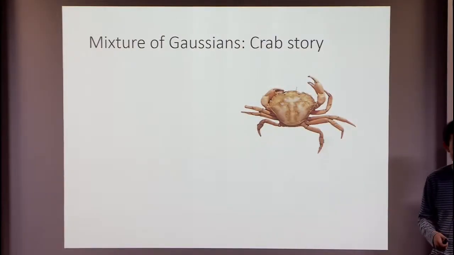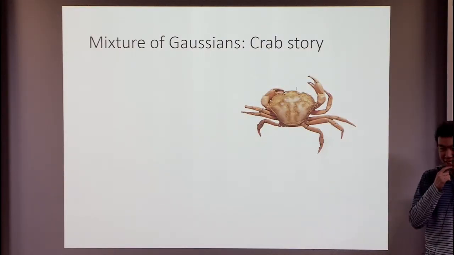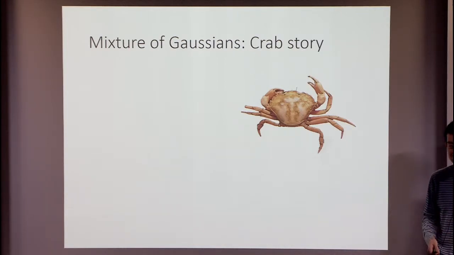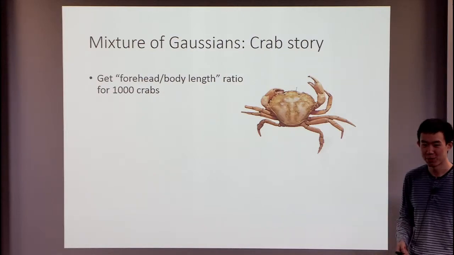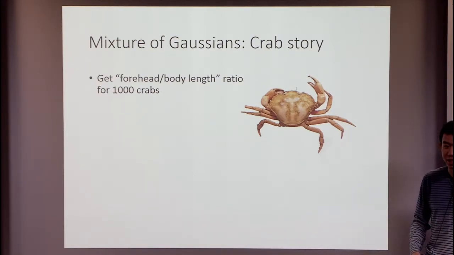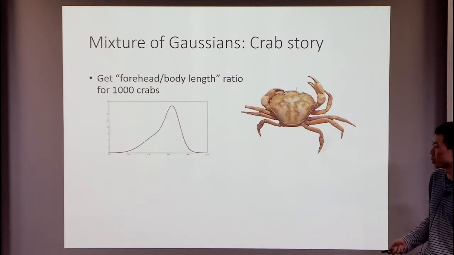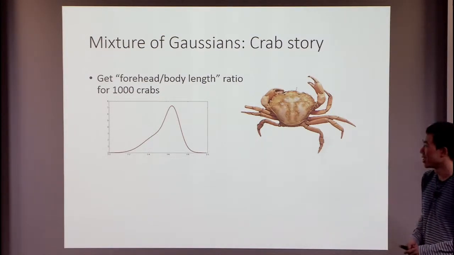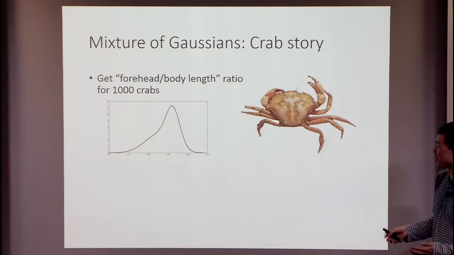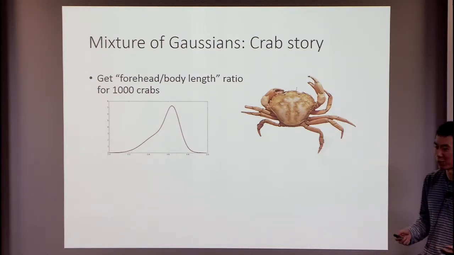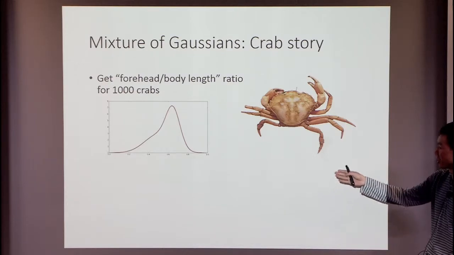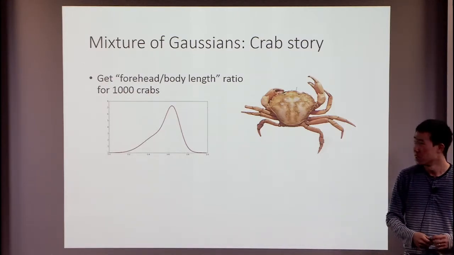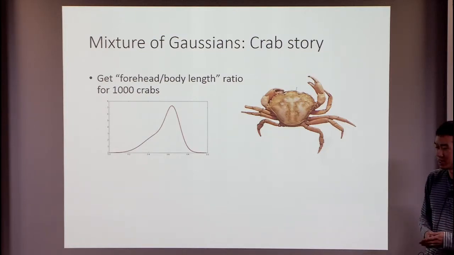There's a story about crabs. In the late 19th century, zoologist Weldon caught a lot of crabs, and for each crab, he measured the forehead over body length ratio. It turns out this ratio is distributed like this distribution. Weldon saw this and felt it was not normal. Normally, it should look like a Gaussian distribution. This, of course, is nothing like a Gaussian distribution. So he went to Pearson for help.